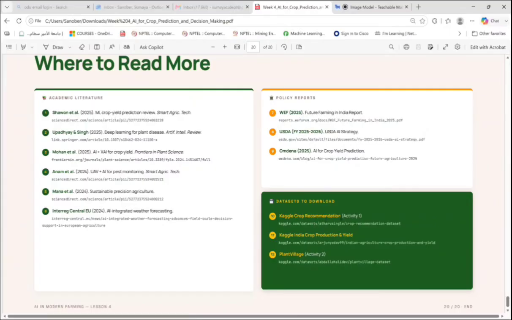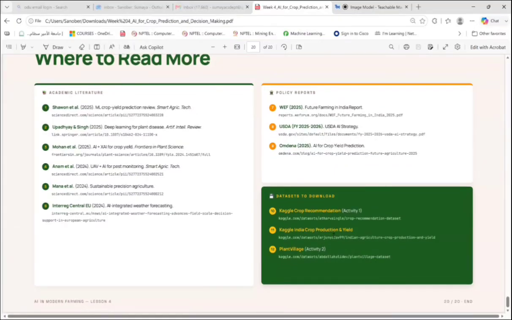The Kaggle crop recommendation data set is for activity 1. You can download this data set. This is the second data set, and this is the third data set, right? That's based on crop recommendation, agricultural production and yield, and this is the PlantVillage data set. So these are the 3 different data sets. You can download them, and then you can also read about them.